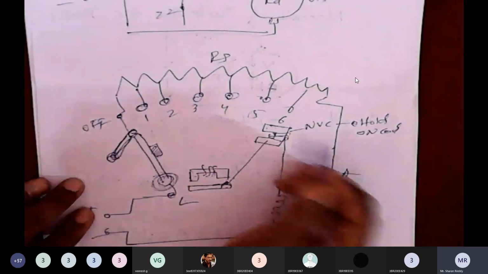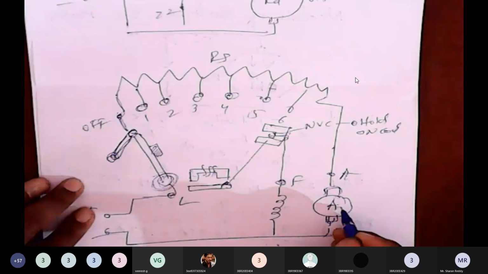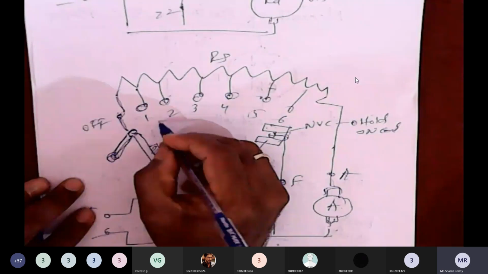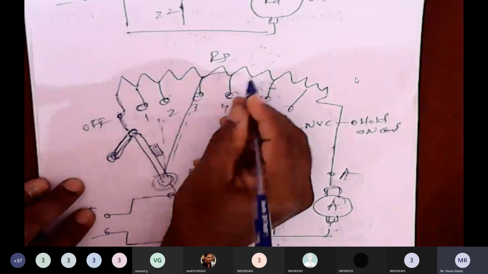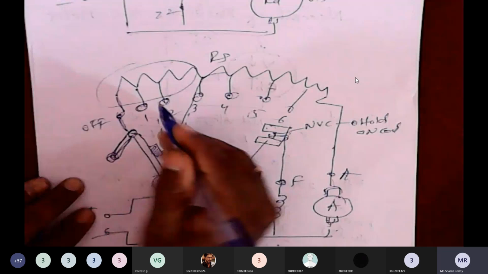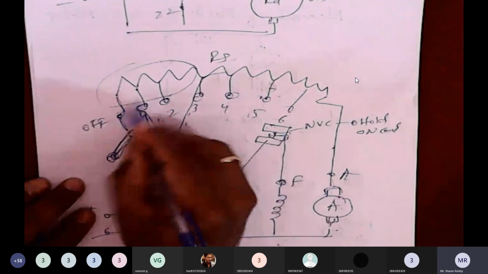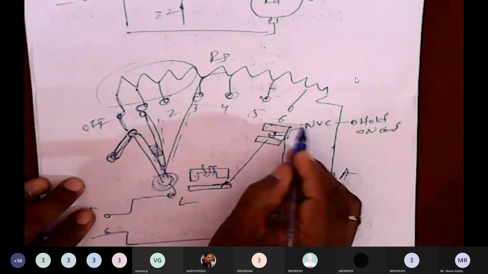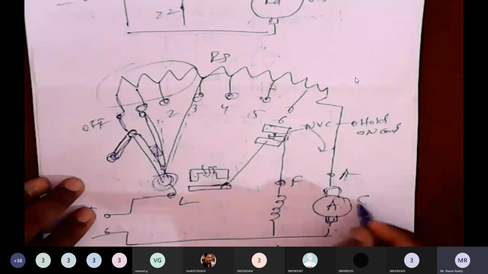Initially, the full resistance is included with the armature. As we move to stud number 1, this much of resistance is not included. What happened? A small amount of current starts flowing. The moment the motor starts rotating, back EMF starts developing.